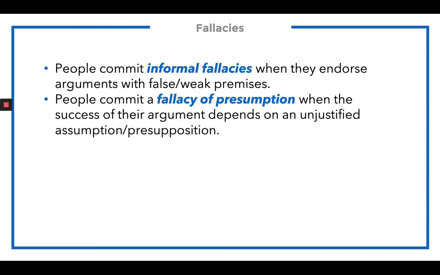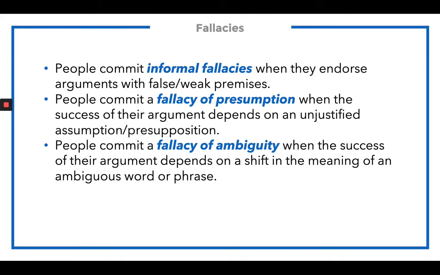Now we have 3 different kinds of fallacies today. Fallacies of presumption are committed when the success of someone's argument depends on an unjustified assumption or presupposition. So there's some sort of assumption that the person is making that's false that leads them to draw the conclusion that they do.